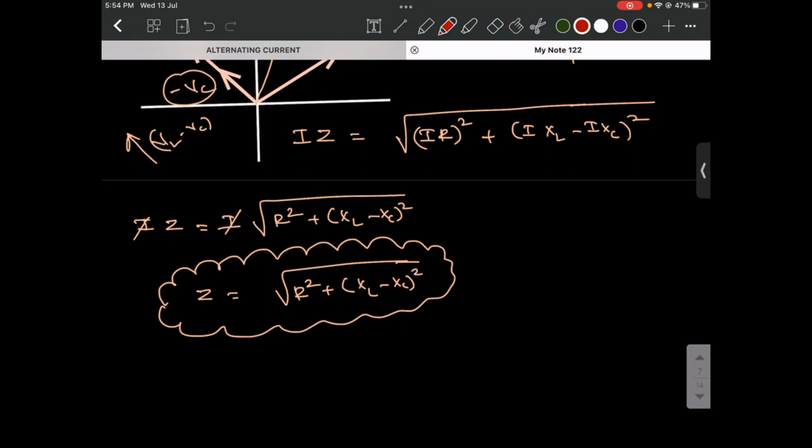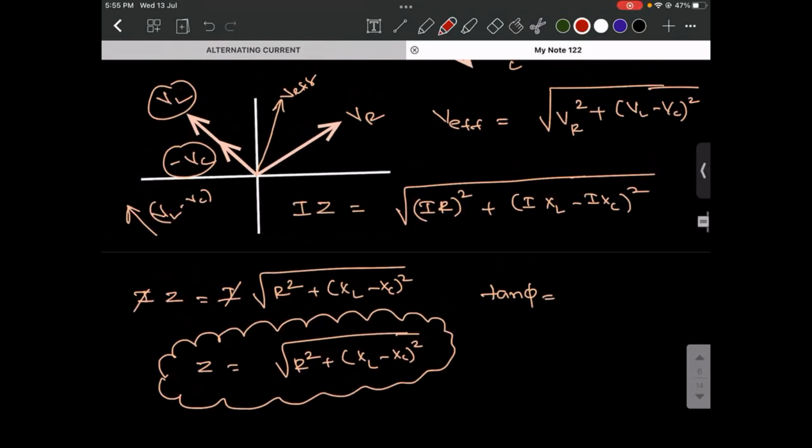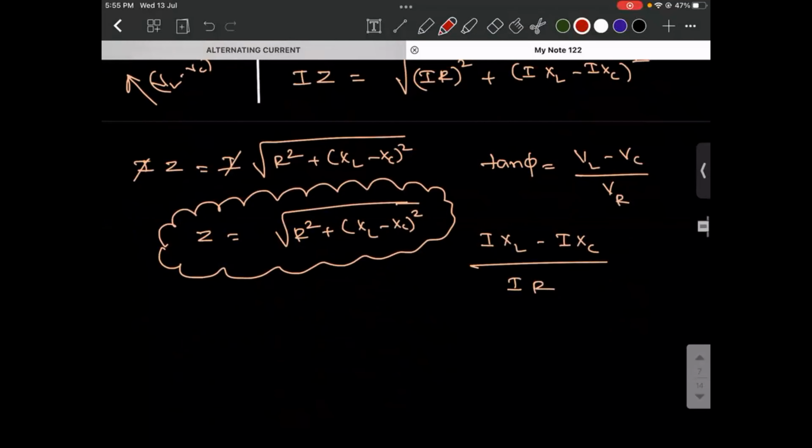Now, again, I want to write, any doubt? So tan phi is equal to, what is tan phi? VL minus VC divided by VR. Correct? VL minus VC divided by VR. So VL I can write it as I into XL. My VC I can write it as I into XC divided by I into R. If I take that I outside, I'll have XL minus XC divided by R is what is tan phi.